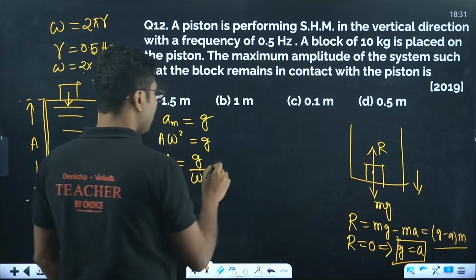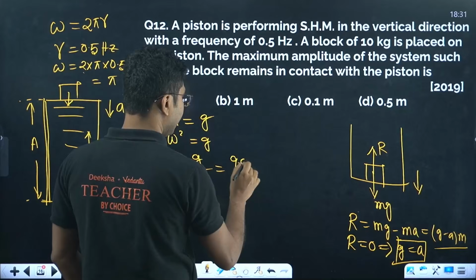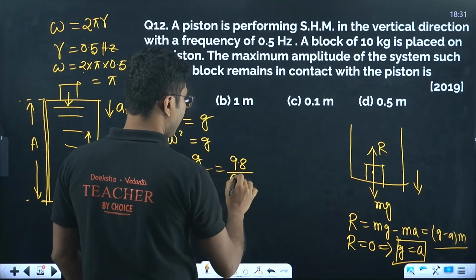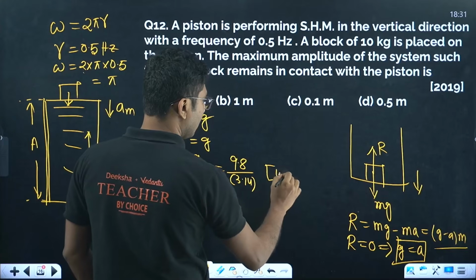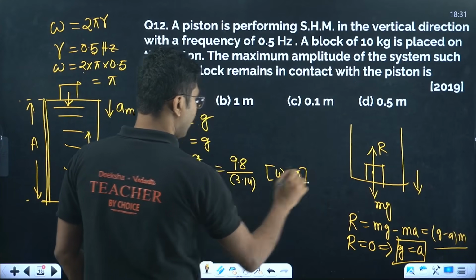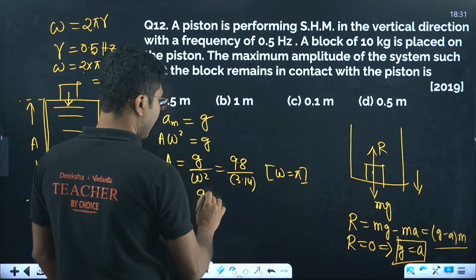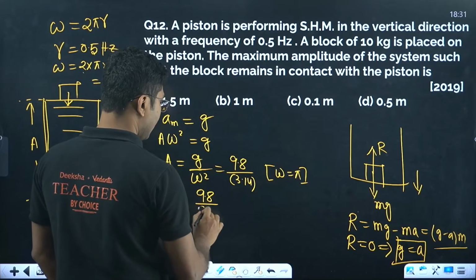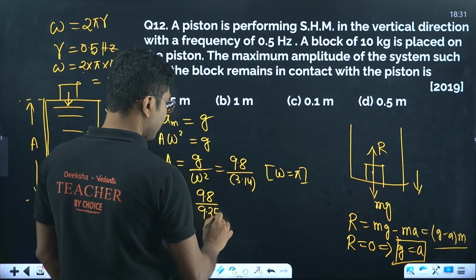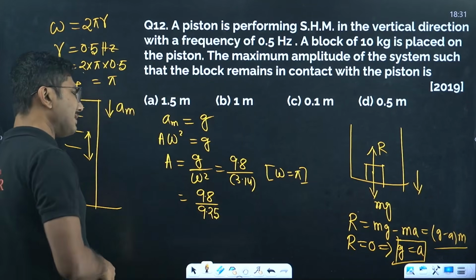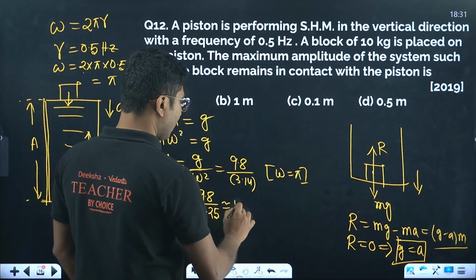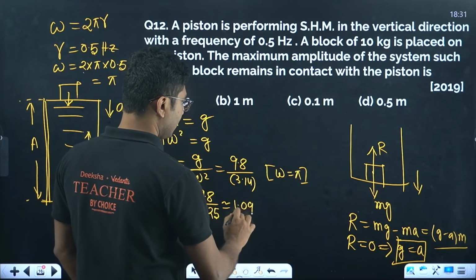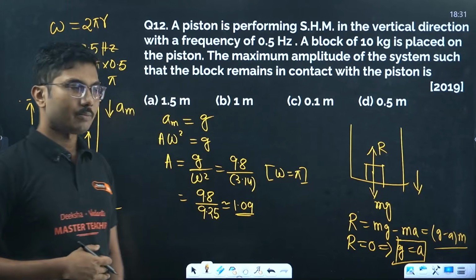So now put that value over here. g is 9.8 and omega is pi. Pi means 3.14, so omega squared is about 9.86. So 9.8 divided by 9.86. Now this is very close to 1. This will be very close to 1.09.